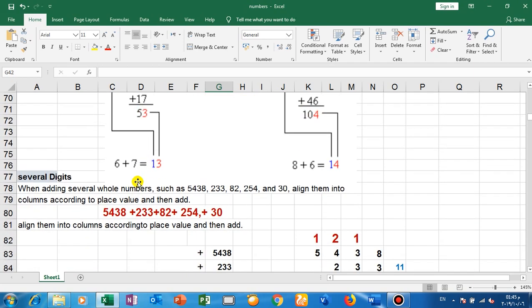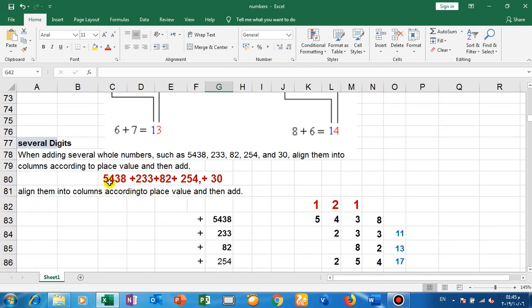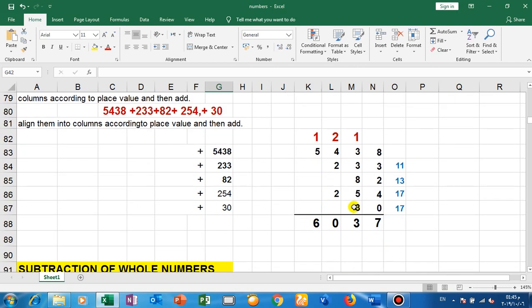If we want several digits, more digits, we need to put each number here, each digit of it, in the right value place. So here, this is 8 in the 1s, 3 in the 10s, 4 in the 100s, 5 in the 1,000s, and so on. Now we want to add.